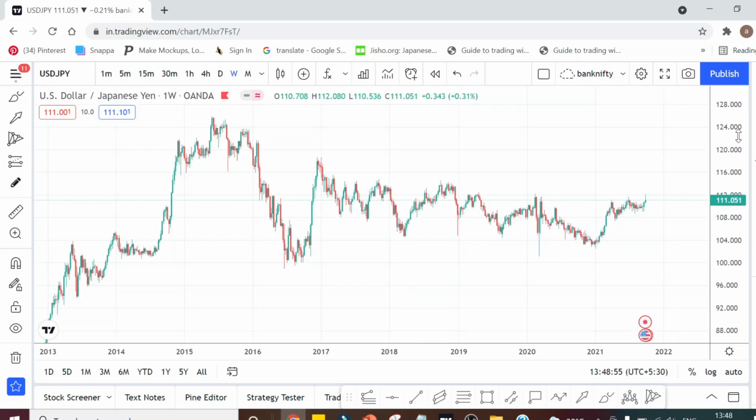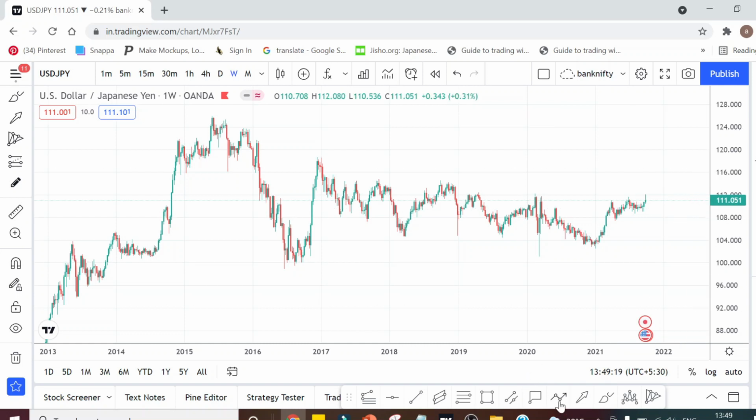Today we are going to be doing weekly technical analysis for US dollar JPY. The analysis we are going to be doing is actually on the weekly time frame, and then we'll move to a lower time frame, that is the daily time frame. Then we'll do the hourly time frame technical analysis. So I am on the weekly time frame now.